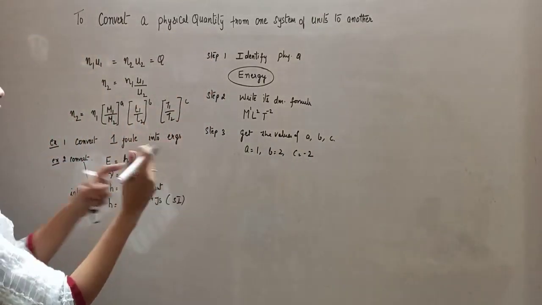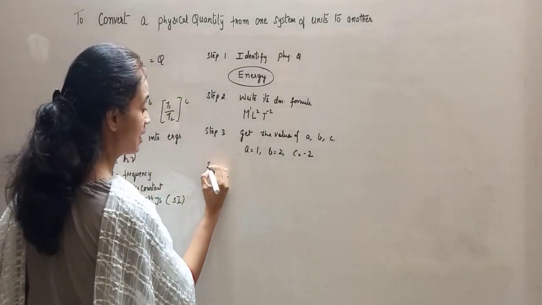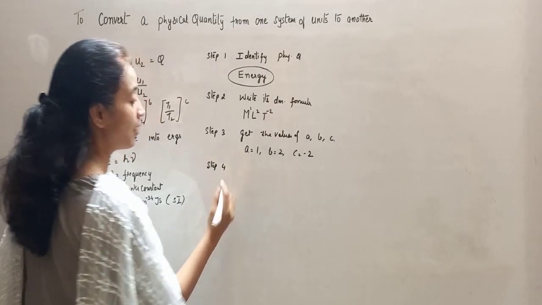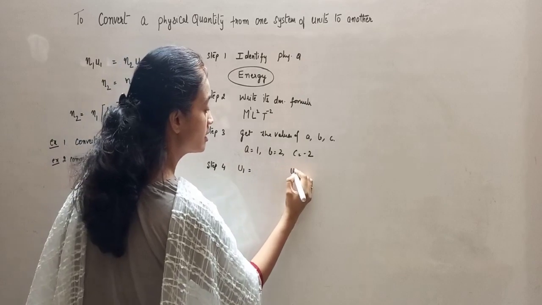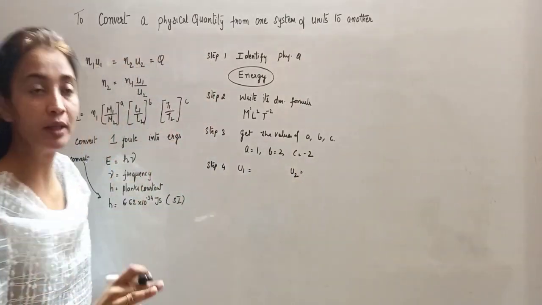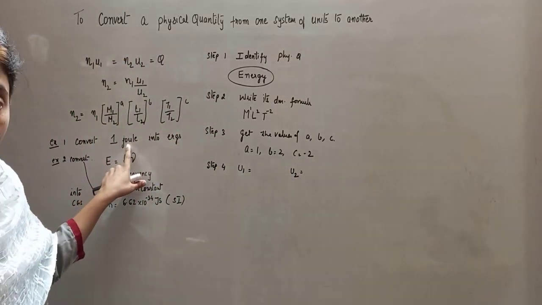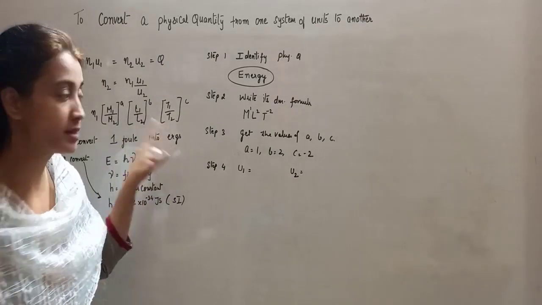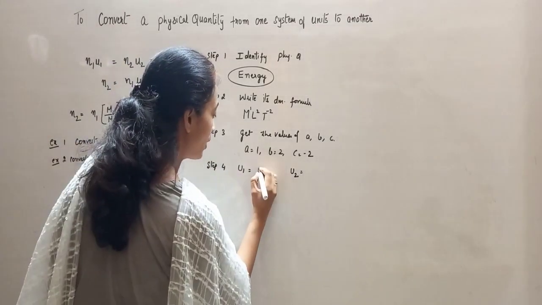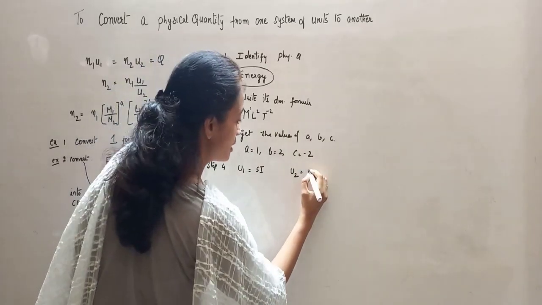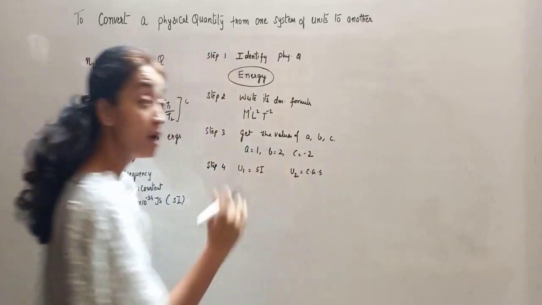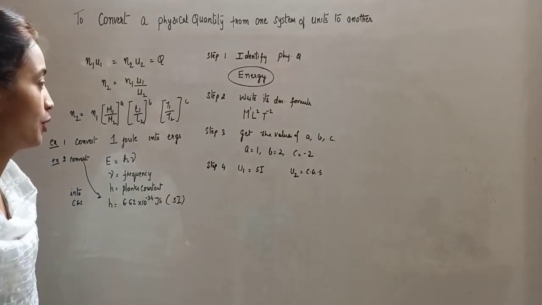Now I got these values. Then the second last step is to identify what is the given system and the system in which you have to convert it. Now it is given in joules. I have to convert into ergs. That means the given system is SI and the system in which we have to convert is CGS, because ergs is a CGS unit.